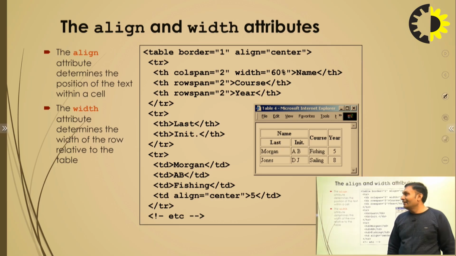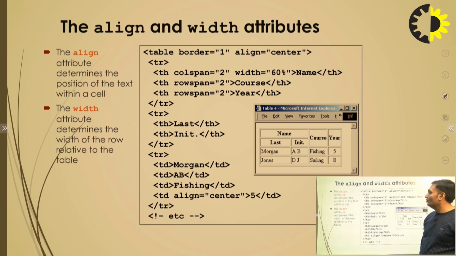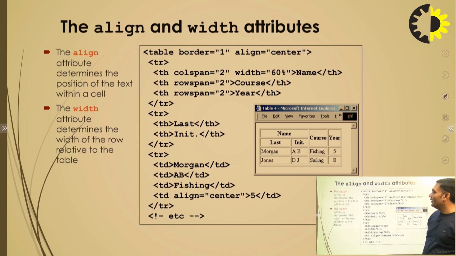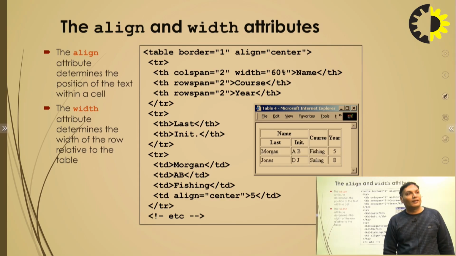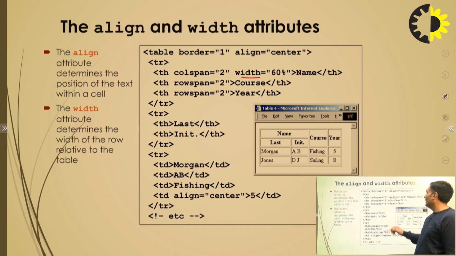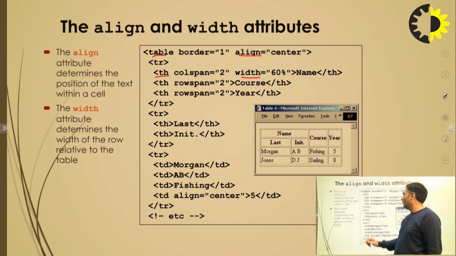Now the align and width attributes can also be used with the table tag. The align attribute determines the position of the text within a cell, and the width attribute determines the width of a row relative to the table. So we can use the width and align attributes with the table tag, and we can use the width attribute with table data or table header.